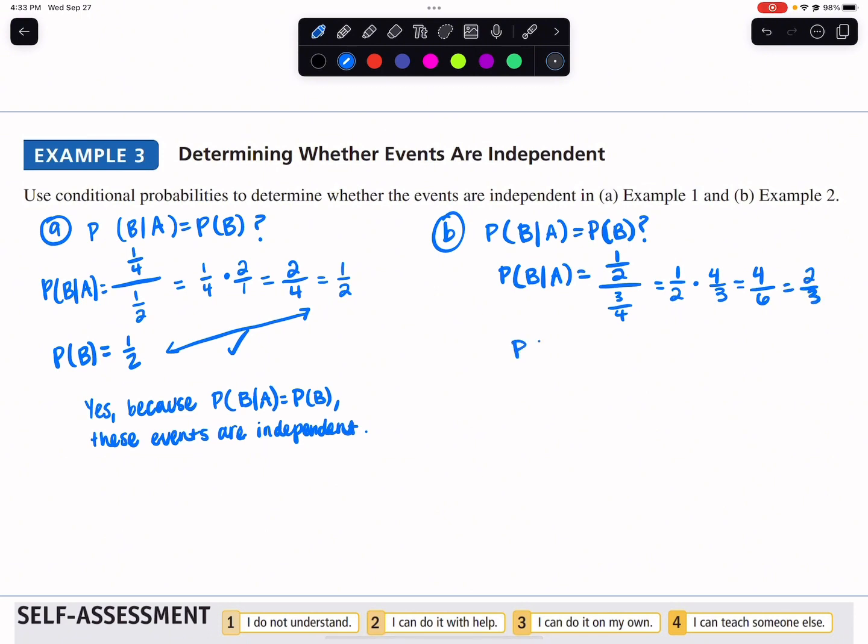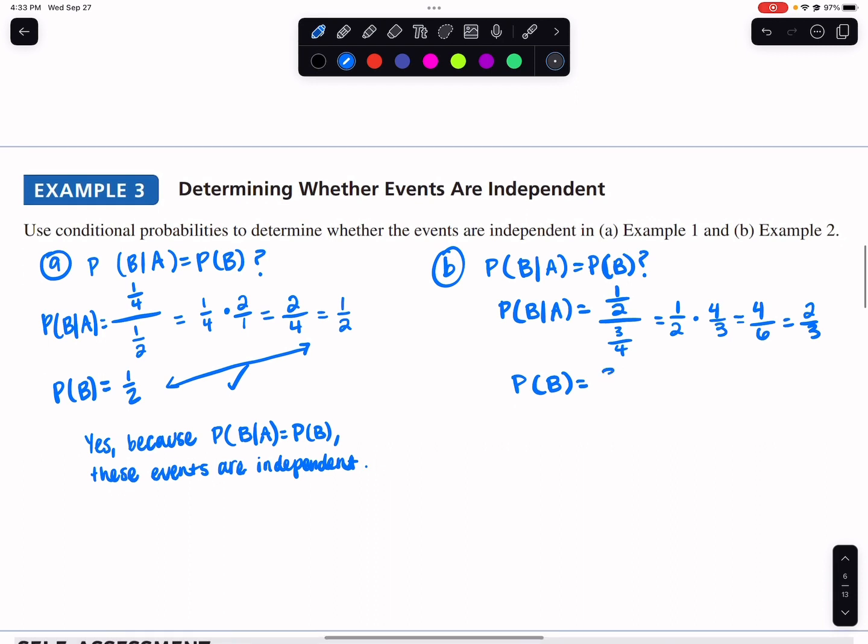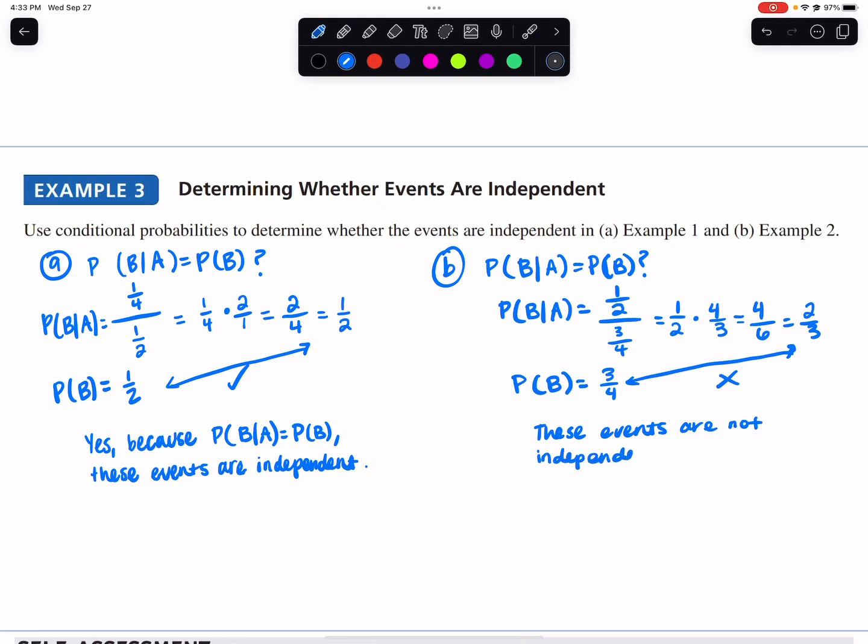And then the probability of B, for example 2, we found was 3/4. So those two numbers do not match. So again, we found that these events are not independent, because P of B given A does not equal P of B.